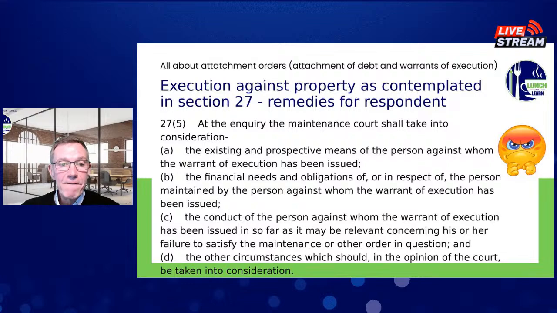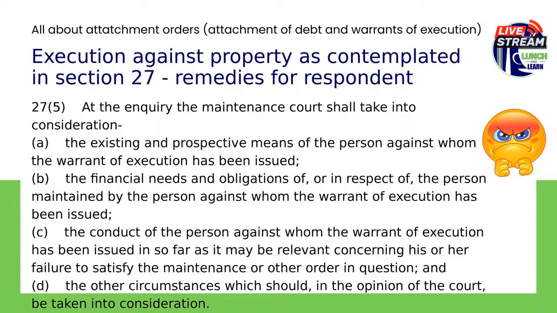Section 27.5 says that at the inquiry the maintenance court would take into consideration the existing and the prospective means of the person against whom the warrant of execution has been issued. Of course, the courts will not necessarily just as a blanket decision decide to terminate or to suspend a warrant of execution. There needs to be due course, and there needs to be an investigation or inquiry. And the court would look at the existing and the prospective means of the person against whom the warrant of execution has been issued. The court would also look at the financial needs and the obligation.